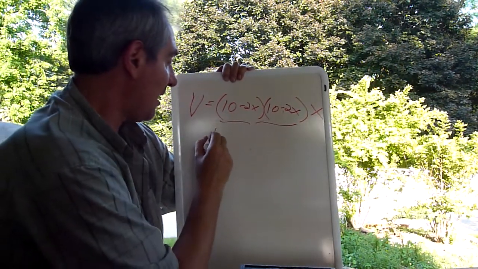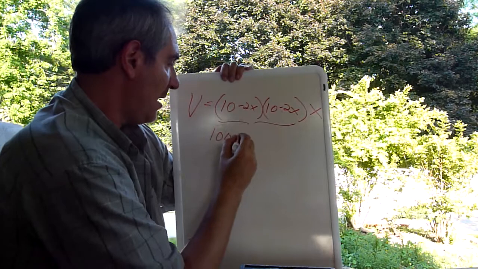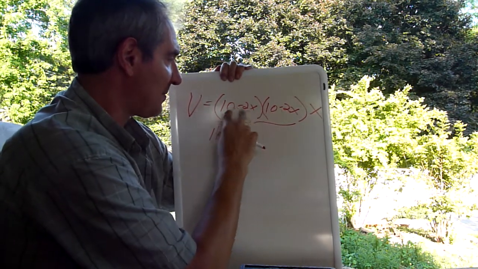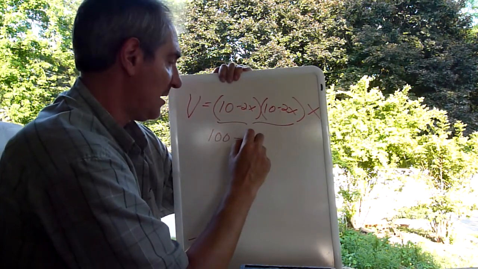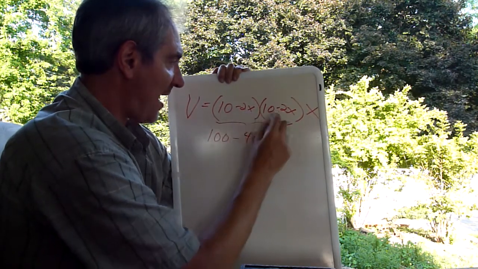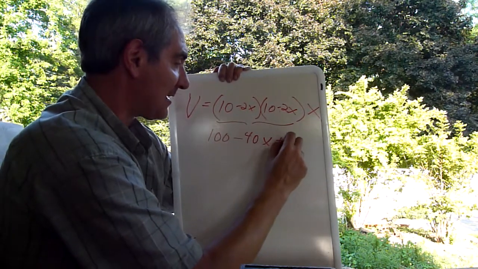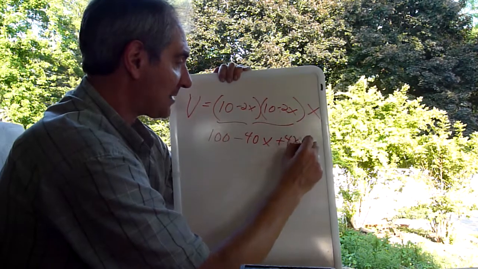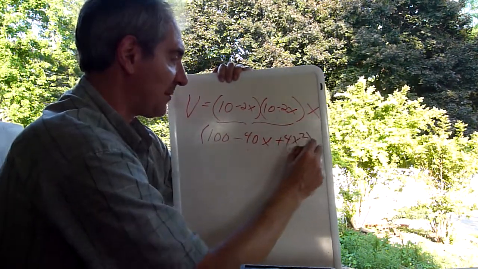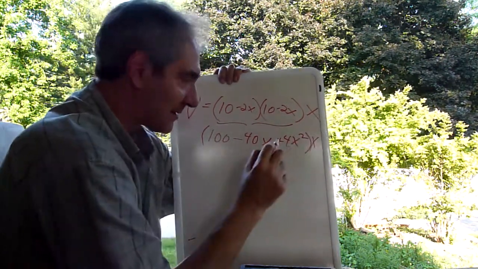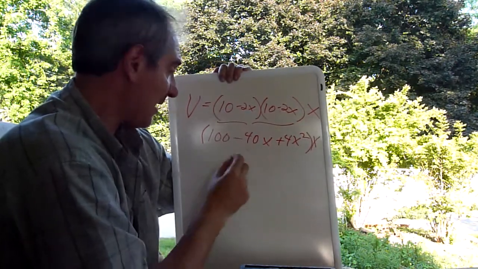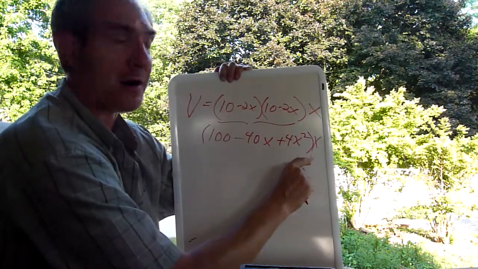Okay, so that looks like 100, right? Minus 20x minus another 20x is minus 40x, and then finally negative 2x times negative 2x, positive 4x squared. That all still needs to be multiplied by x. So I'm going to rewrite this in descending order.